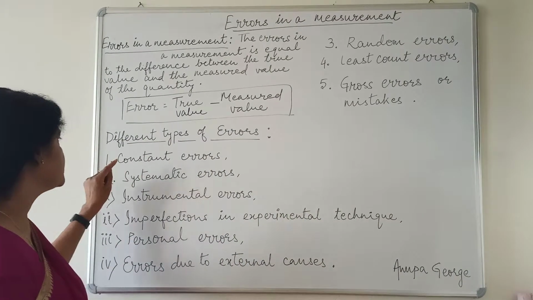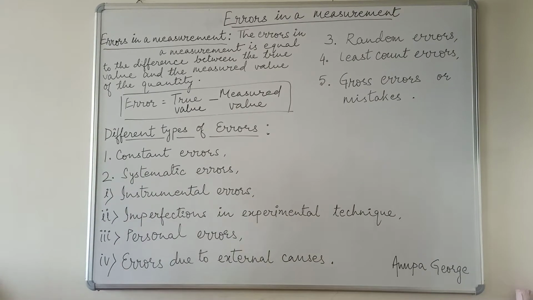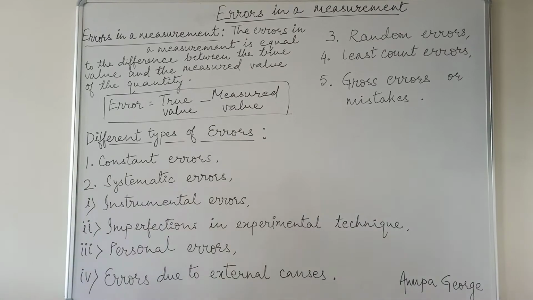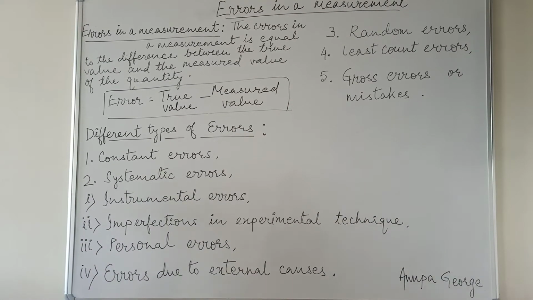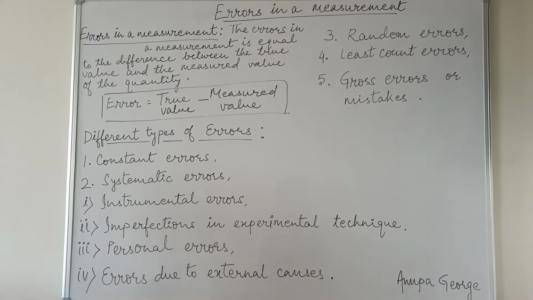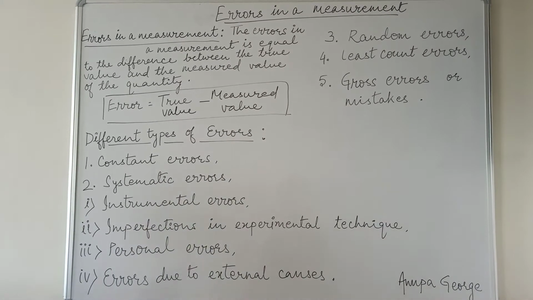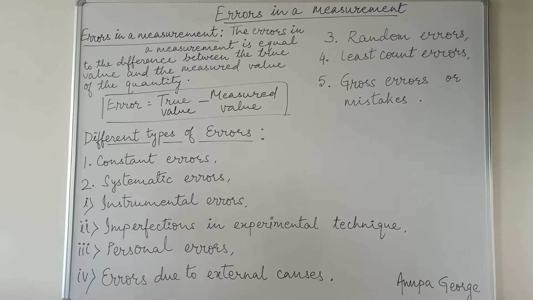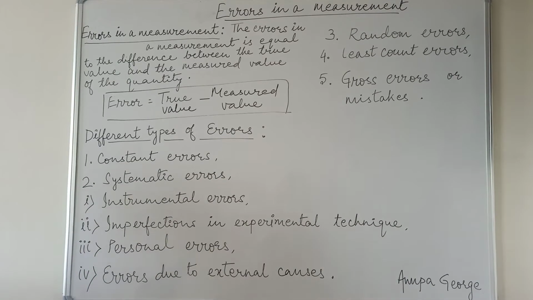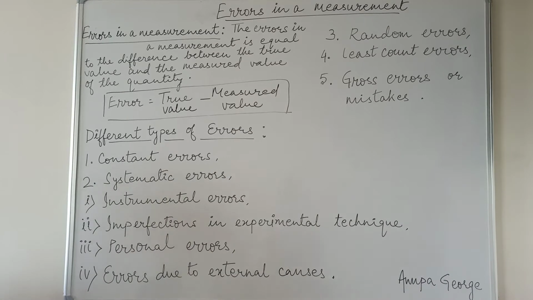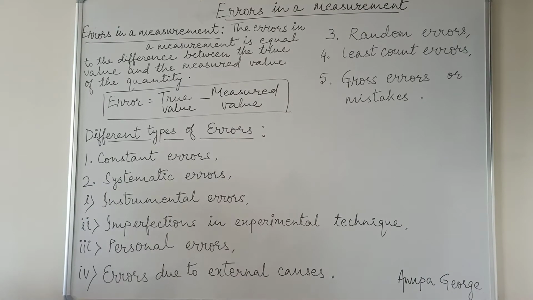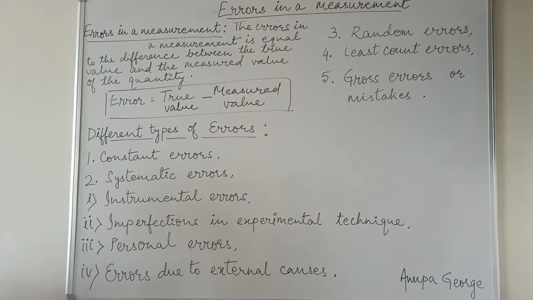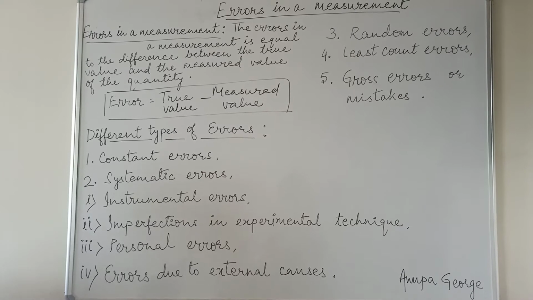Now, come to the first one, constant errors. The errors which affect each observation by the same amount are called constant errors. Such errors are due to the faulty calibration of the scale of the measuring instrument. Such errors can be eliminated by measuring the same physical quantity by a number of different methods, apparatus or techniques.